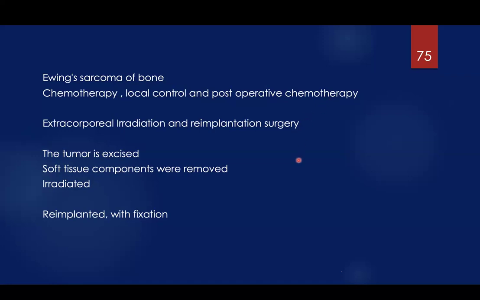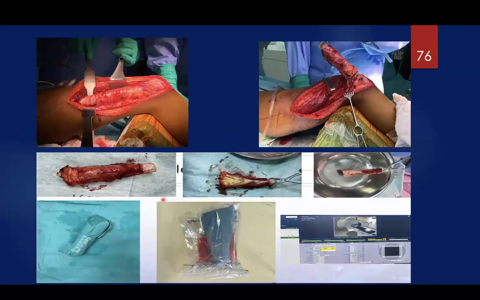What we did, this was the first case to be done here in the Kingdom, a case of extracorporeal irradiation and reimplantation surgery for bone sarcoma. So the tumor was excised completely, the soft tissue component was removed and sent for pathology. The bone was taken immediately during the OR, it was irradiated, and then we reimplanted it with fixation.